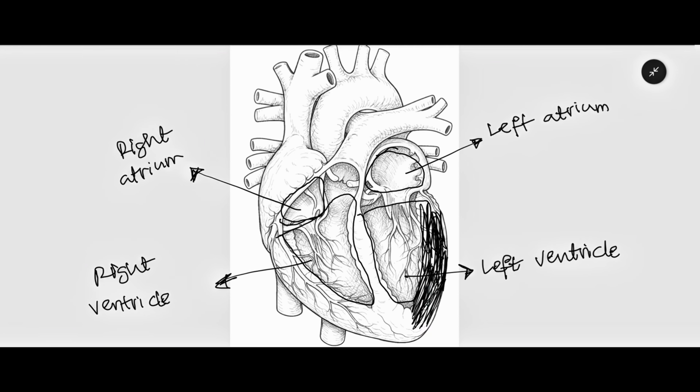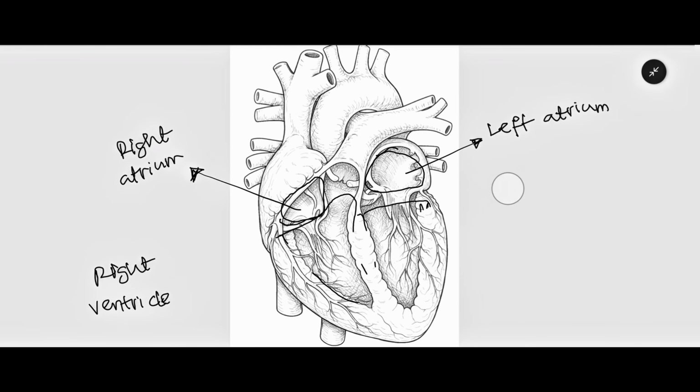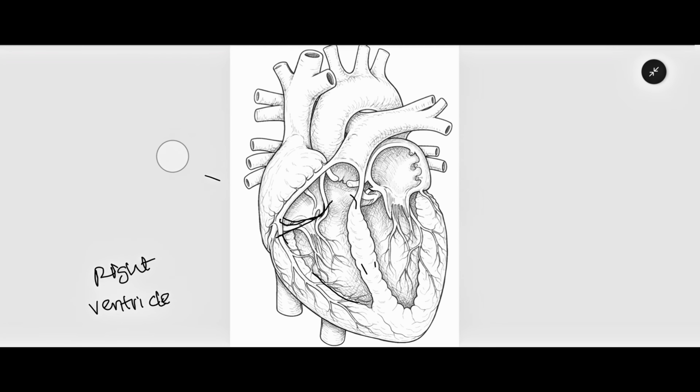Meanwhile, the right ventricle's wall is usually less thick than the left ventricle's because the right ventricle pumps blood just to the lungs. Meanwhile, the left ventricle pumps blood to the whole body. Okay, next we have something we call valves. So valves are these structures that ensure that blood doesn't flow backwards.